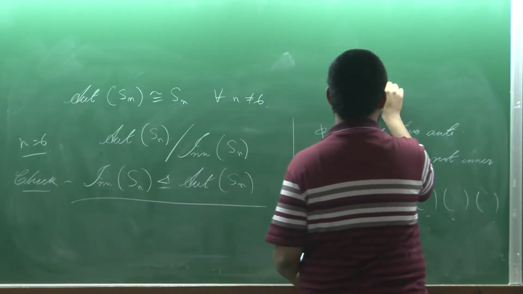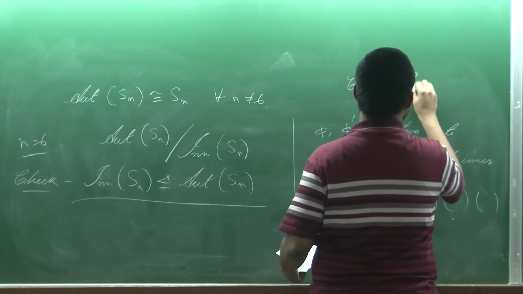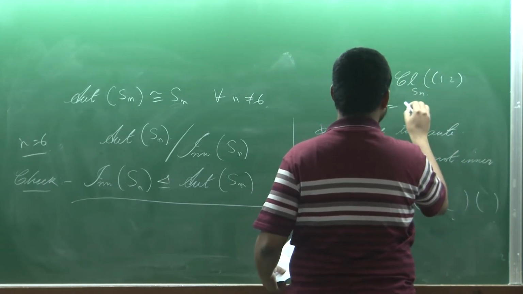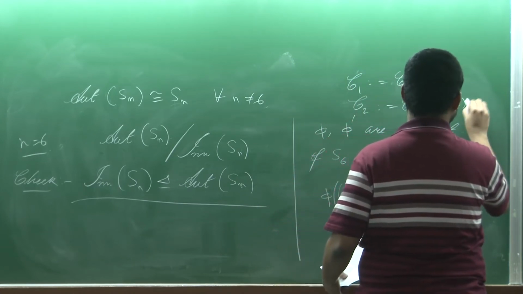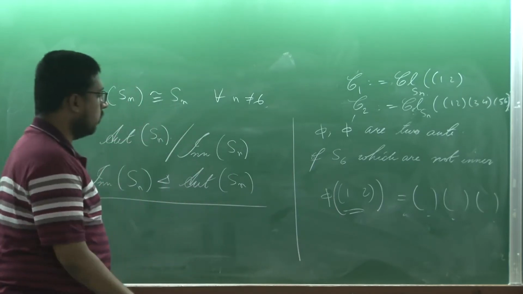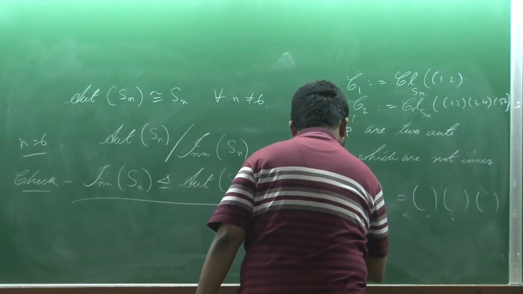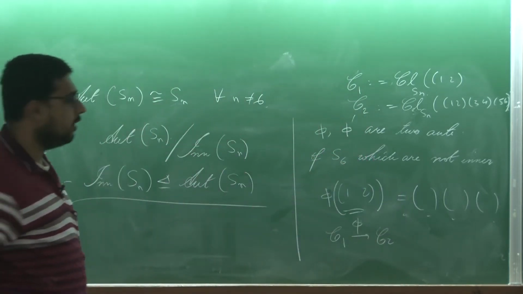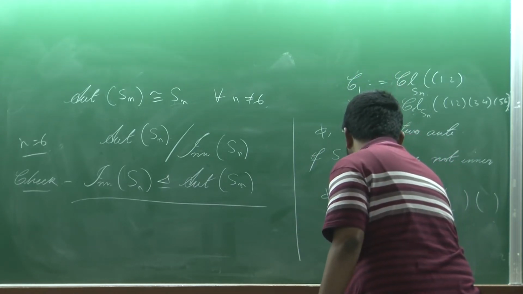Let C1 denote the conjugacy class of (1 2) inside Sn, and C2 the other conjugacy class, where this is (1 2)(3 4)(5 6). So you see that if phi is not inner, then phi must send C1 to C2, right. If phi is not inner, the similar argument goes for phi prime as well, right.